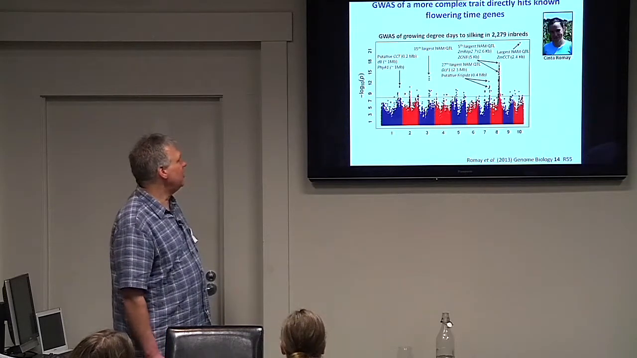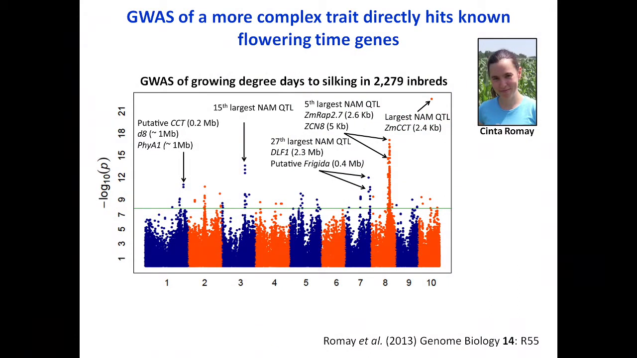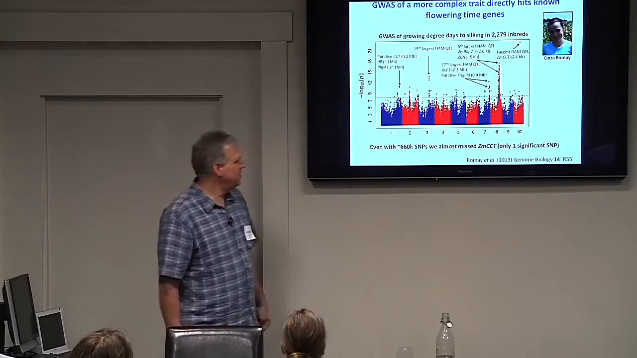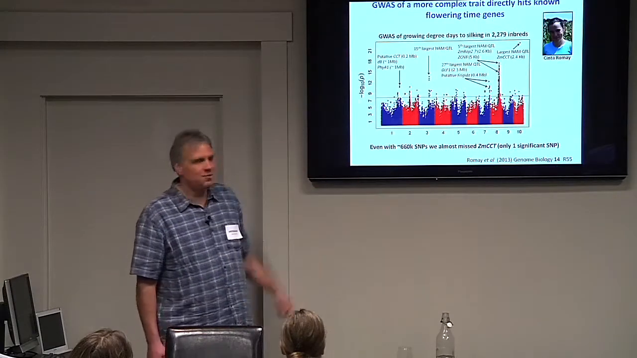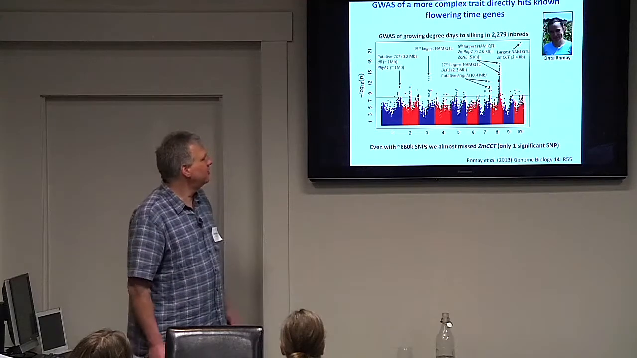So she's lucky she got that helicopter, and that kind of illustrates that you really need a lot of markers to do GWAS. Linkage disequilibrium decays really quickly along the chromosome, which it does for unrelated maize lines. So she had 660,000 SNPs here, but she almost missed the most important QTL. So if you want to do GWAS, you need lots of markers.